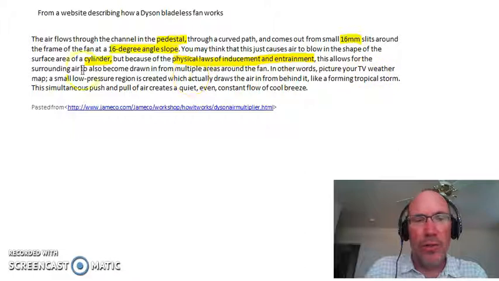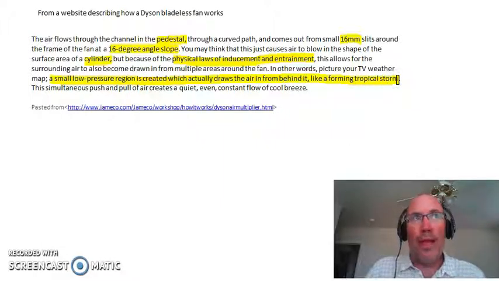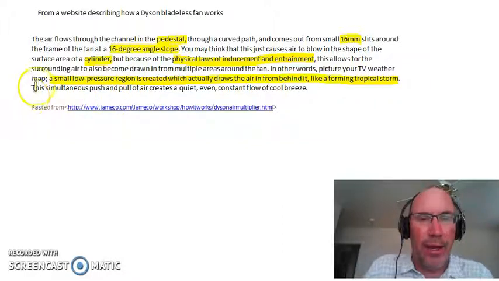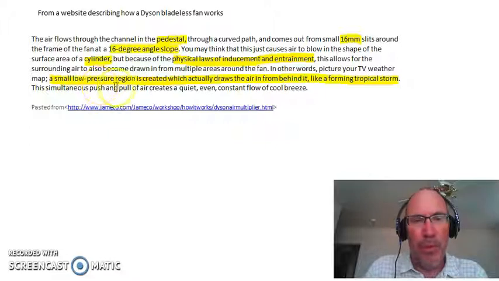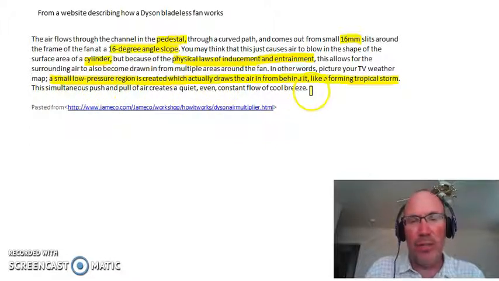In other words, picture your TV weather map. A small low pressure region is created which actually draws in the air from behind it, like forming a tropical storm. So again, the author in this section is making the assumption that students understand how wind and tropical storms work, when air moves from areas of high pressure to low pressure, and this generates wind. The simulation push and pull of air creates a quiet, even, constant flow of the breeze.